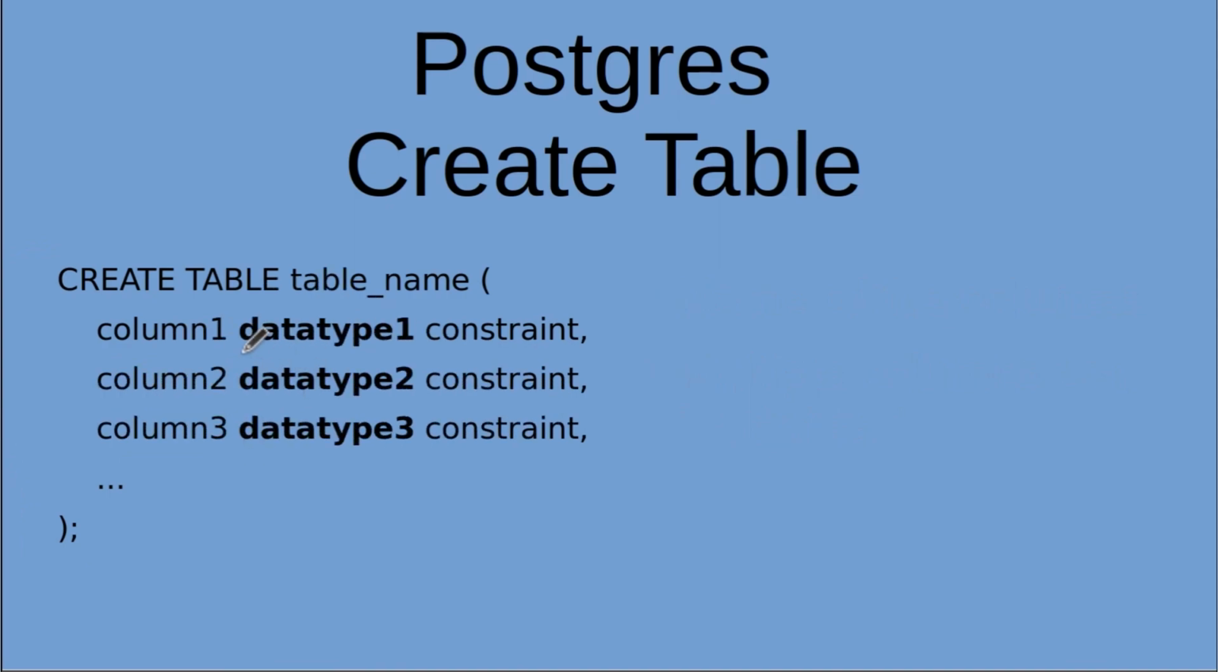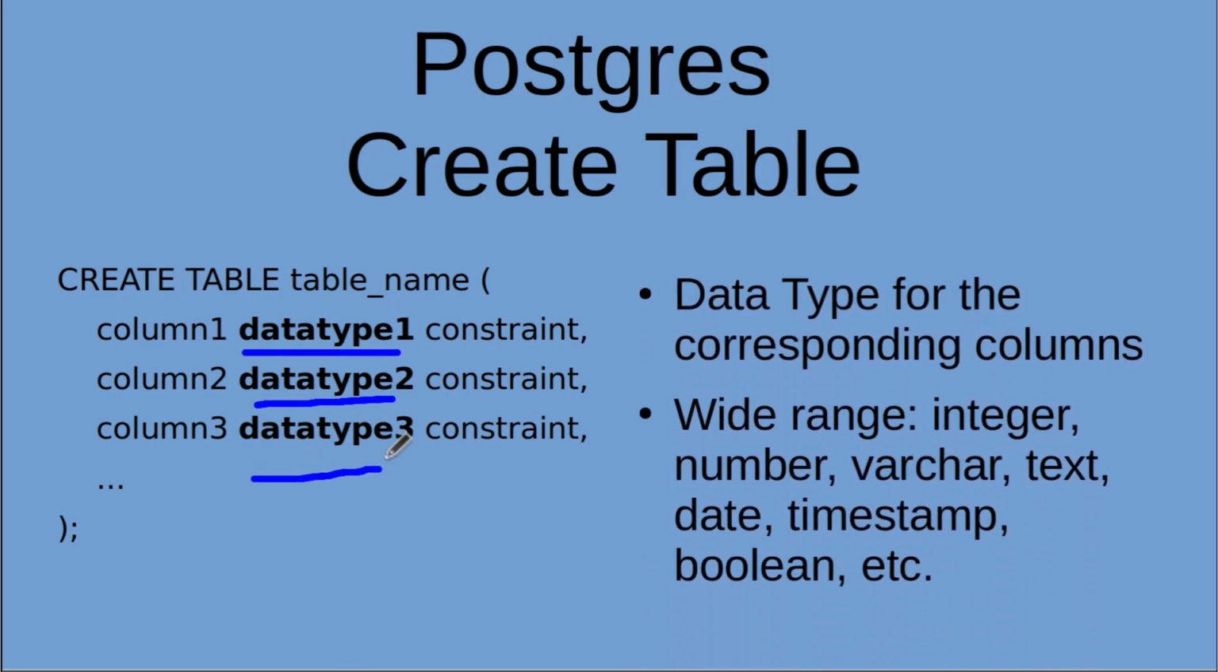The next item to follow is the data types. As you can see, they go along with each column, and that's how we're able to indicate the content for each column. Each data type, there's a few examples here. There's a wide variety of them: integer, numbers, timestamps, dates, booleans, etc. It's best to look at the documentation so you have a better grasp of what is available for you.